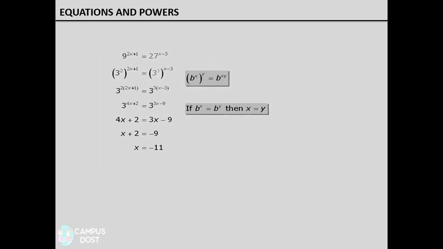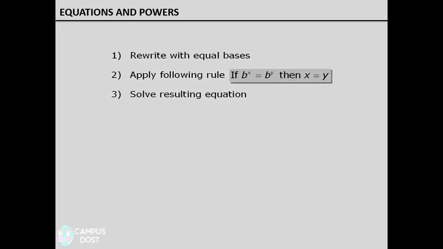Okay, let's summarize. In this lesson, we learned how to solve equations with variables in the exponents. First, we rewrite the equation so that both sides have equal bases. Then we apply the following rule that says the exponents must be equal. And finally, we solve the resulting equation.